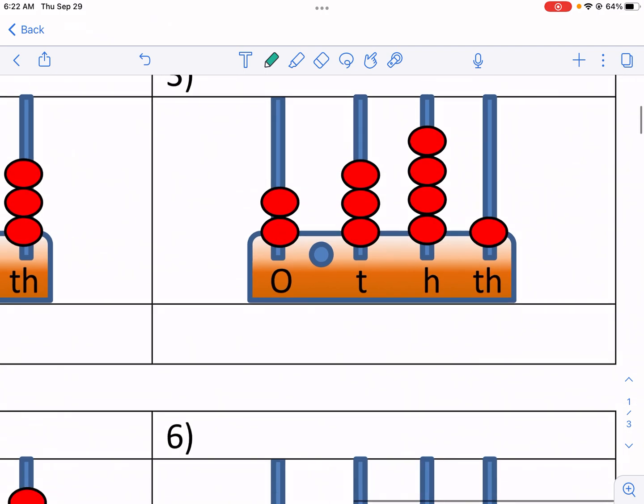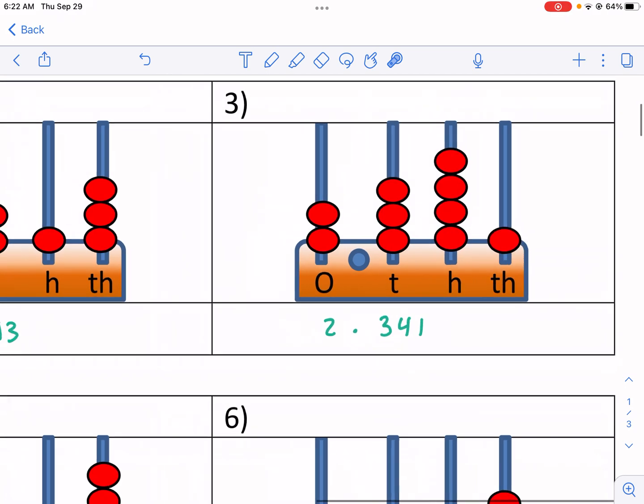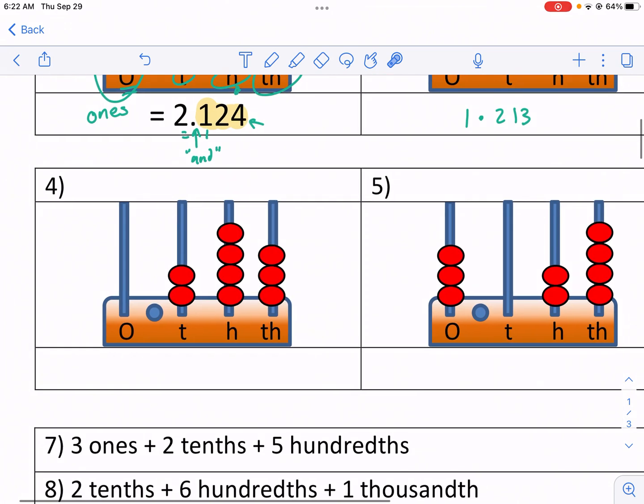Move to number 3. So we have 2 ones, drop my decimal down, 3 tenths, 4 hundredths, and 1 thousandth. So again, we go to the thousandths place, so that's what you're going to say when you say this number. So we say 2 and 341 thousandths because we have a thousandths place. That's our furthest place.